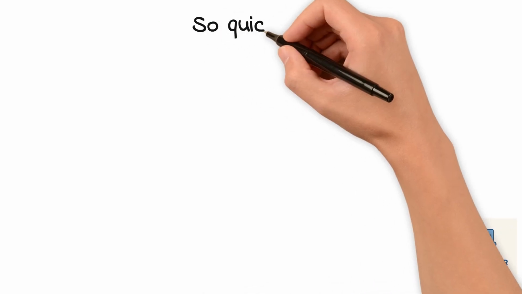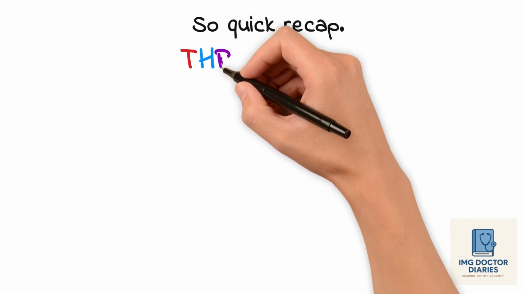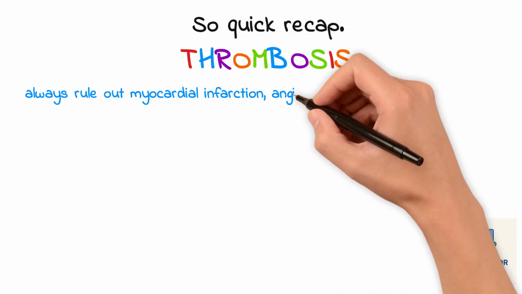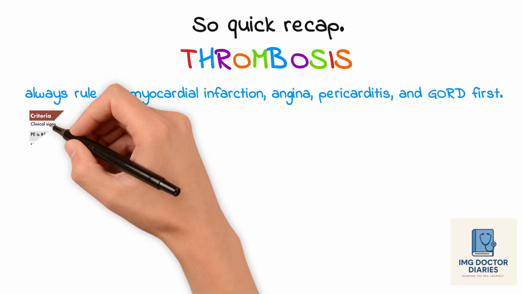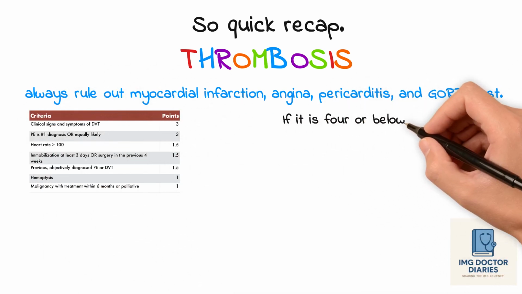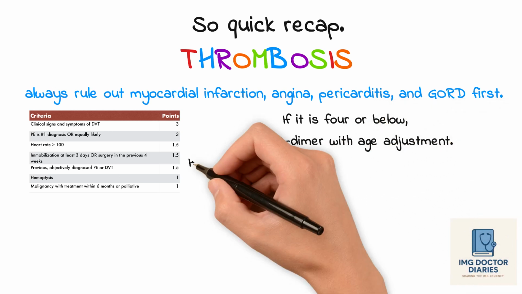So, quick recap. Think thrombosis for risk factors. Look for classic symptoms, but always rule out myocardial infarction, angina, pericarditis, and GORD first. Use the 2-level Wells score, and remember what actually gives you points. If it is 4 or below, do a D-dimer with age adjustment.